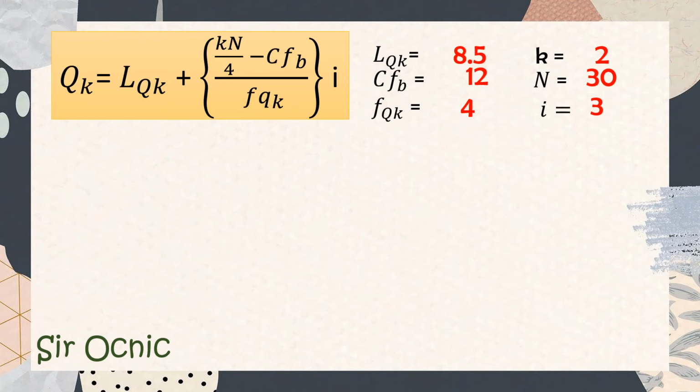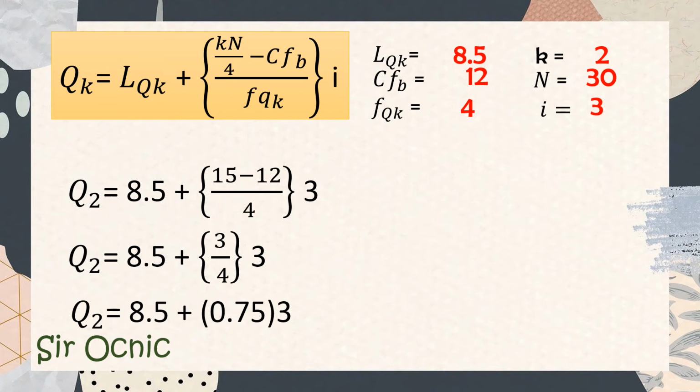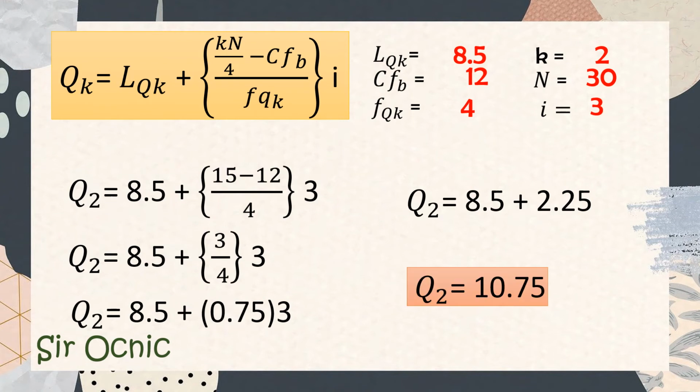Using these values, let us now solve for the second quartile. Substituting to the formula, we will then have Q sub 2 is equal to 8.5 plus the value of kn over 4, which is equal to 15, minus 12 all over 4 times 3. 15 minus 12 is equal to 3. 3 divided by 4 is equal to 0.75 times 3, which is equal to 2.25. 2.25 plus 8.5 is equal to 10.75.